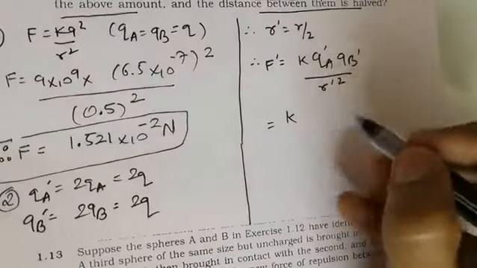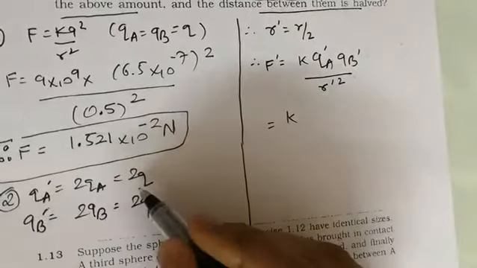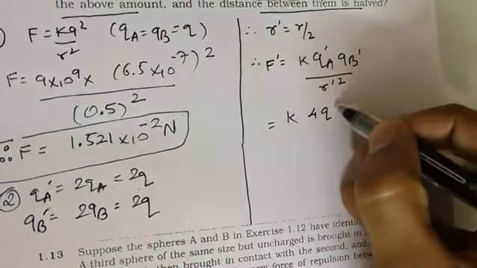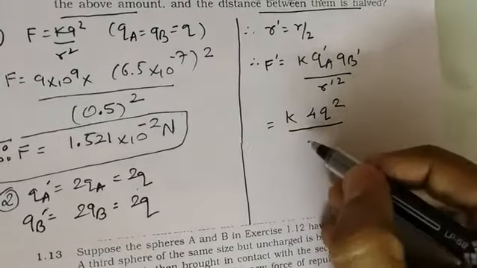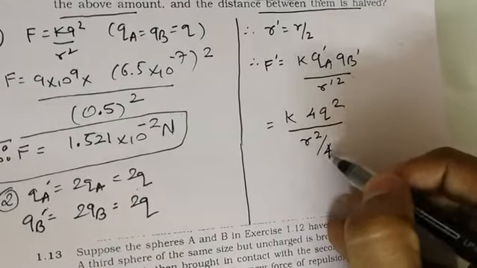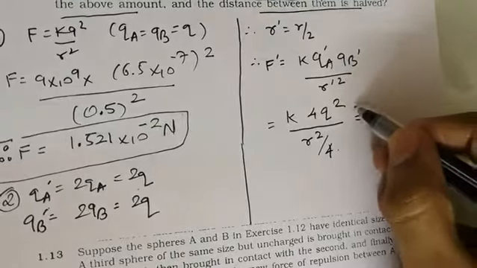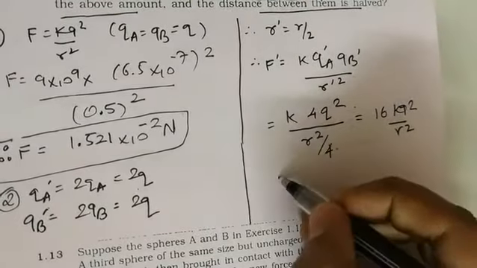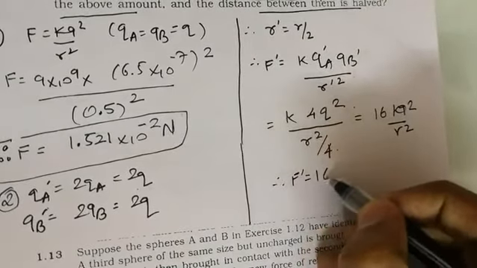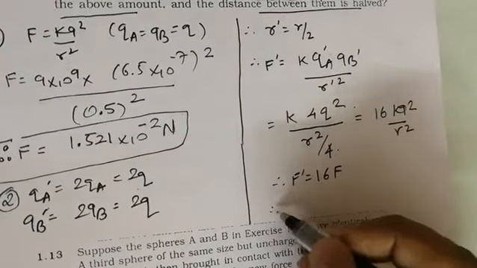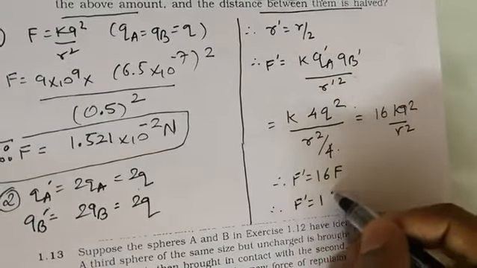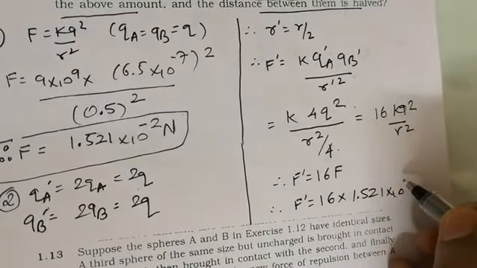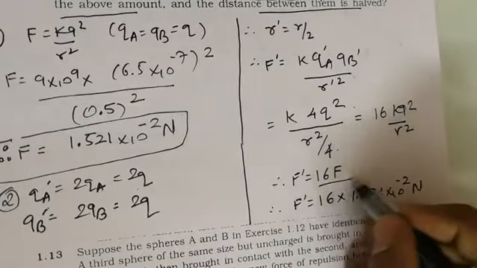Putting those values, twice times Q, twice times Q, I can have 4 times Q square. R dash is R square by 4. So going in the numerator, that would be 16 times KQ square by R square. So my F dash is giving us 16 times F. So you can say that F dash equals 16 multiplied by 1.521 10 to the power minus 2 newtons.